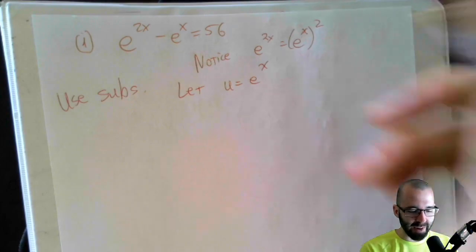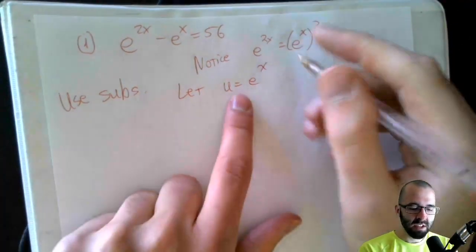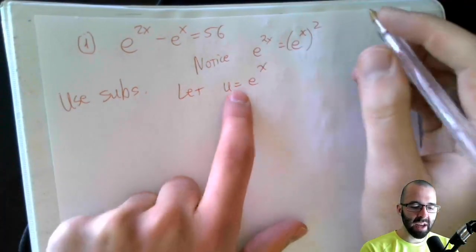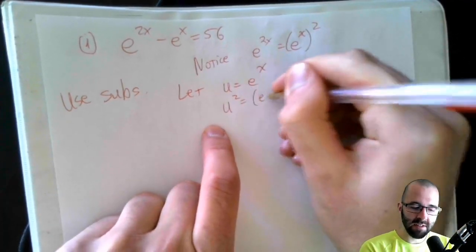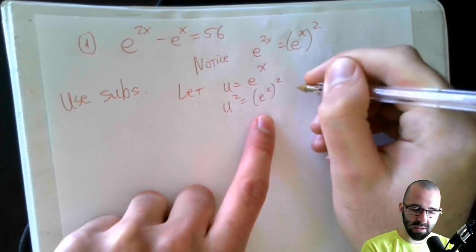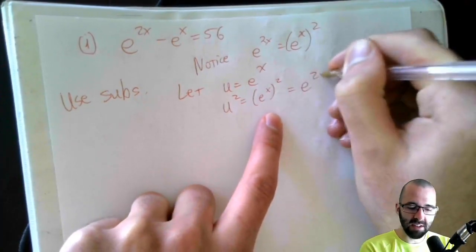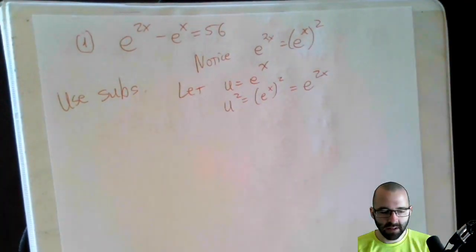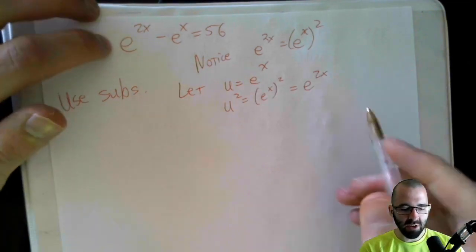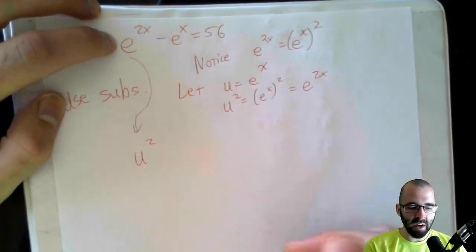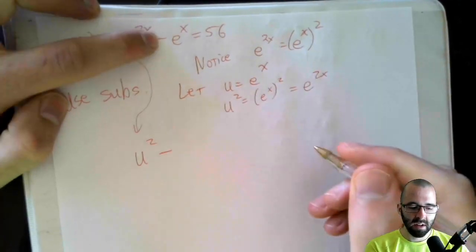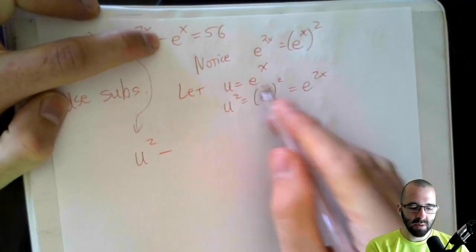Cat hair is getting all over my face. So if u equals e to the x, what do we have here? U squared, right, is e to the x squared, which we just said is e to the 2x. So e to the 2x, this becomes u squared. Minus e to the x, we said that is u.